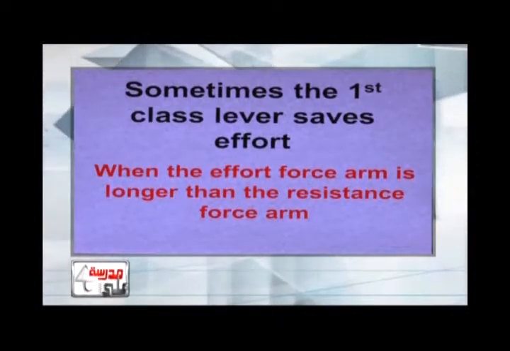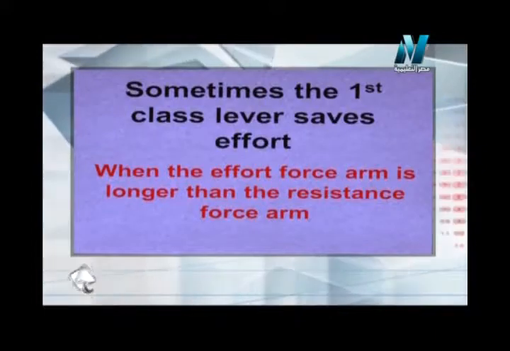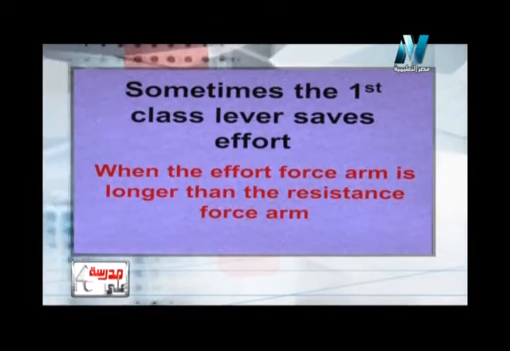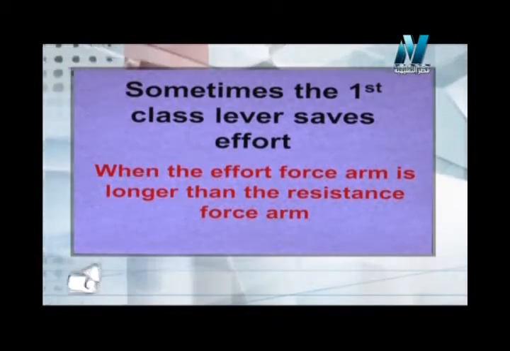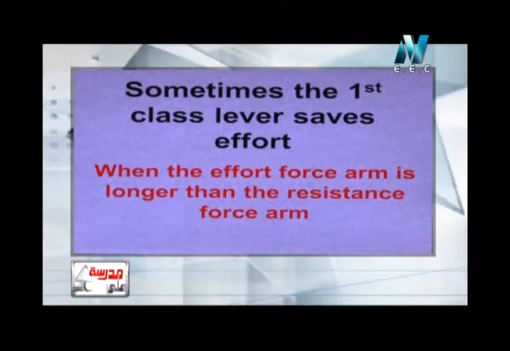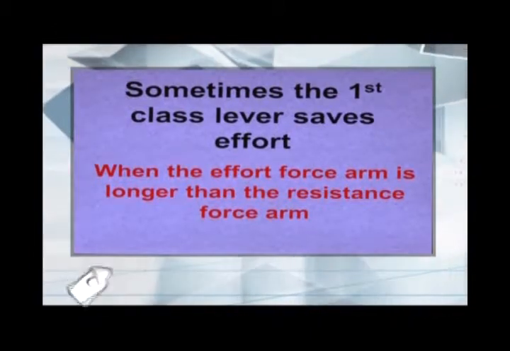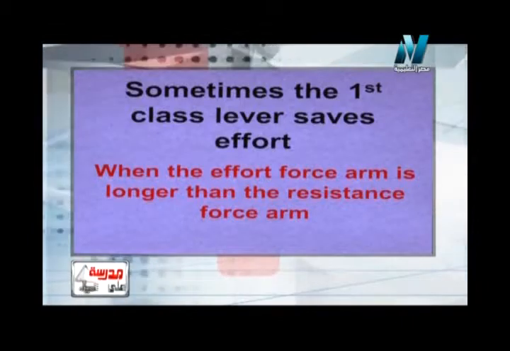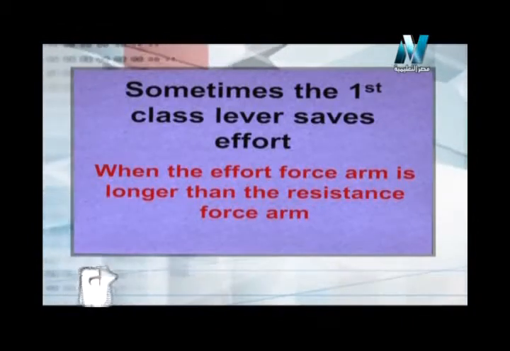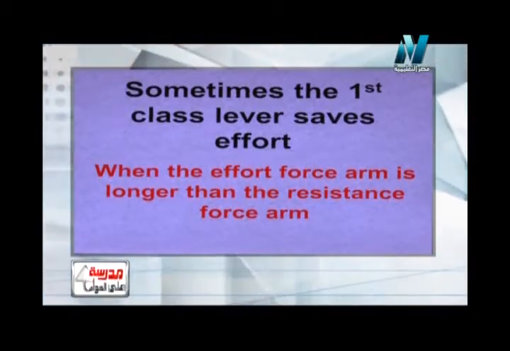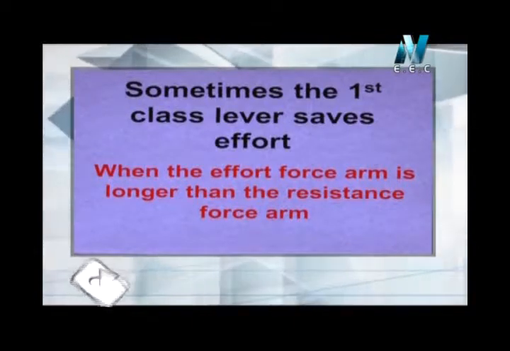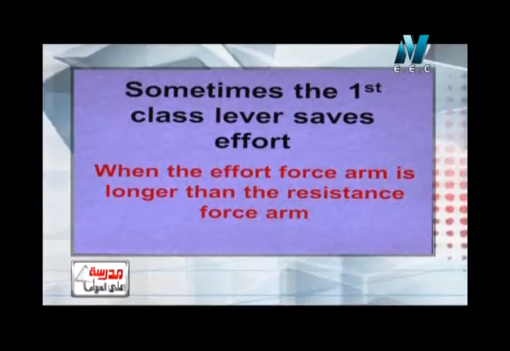Why is third class lever the worst type, اللي هي أسوأ نوع? Because in this condition, it has the effort force arm shorter than the resistance arm. But what about second class lever? Second class lever, as we know, is the best type. Why? Because it has effort force arm longer than the resistance force arm. So another question.